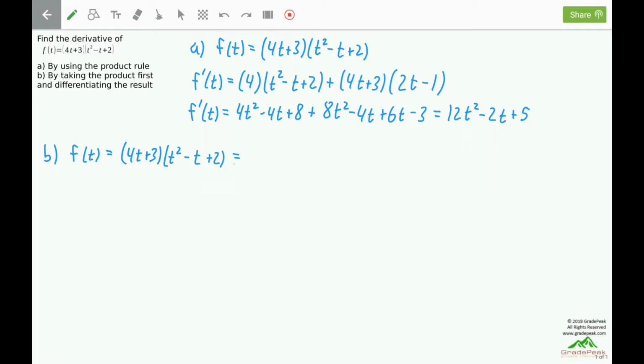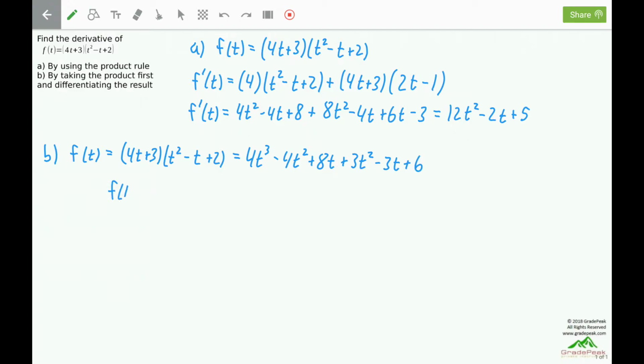That will give us 4t times t squared is 4t cubed. 4t times a negative t is a negative 4t squared. And then 4t times a 2 is a plus 8t. To produce the other 3 terms, we're going to take the 3 and distribute it into each of the terms in the second expression. That will give us a plus 3t squared, a minus 3t, and a plus 6.